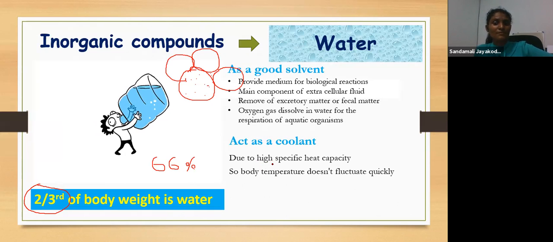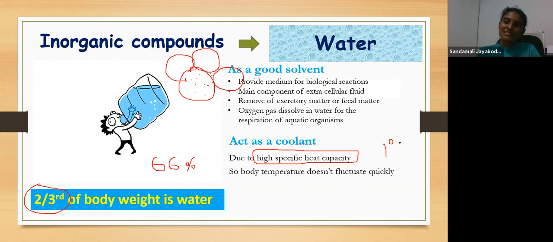ගොඩක් heat absorb කරන්න පුළුවන් without changing temperature. කියන්නේ it has a high heat capacity. This is the special feature which gives the ability to act as a coolant. High specific heat capacity. We will learn about it in a separate lesson, but specific heat capacity is the amount of heat which should be absorbed to increase the temperature by 1 degree Celsius.